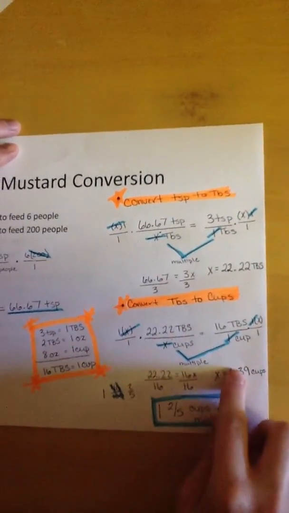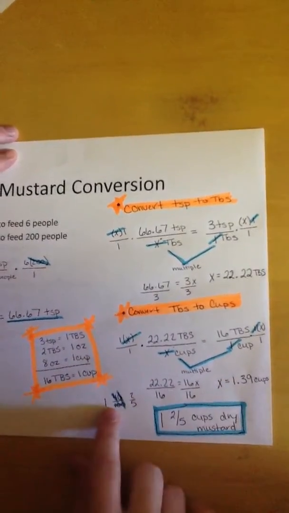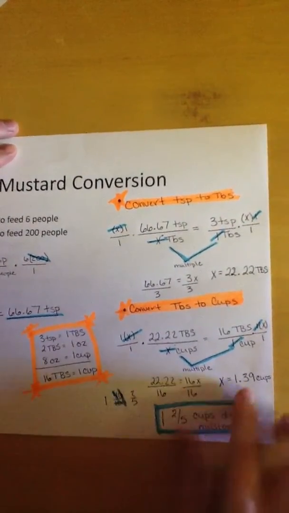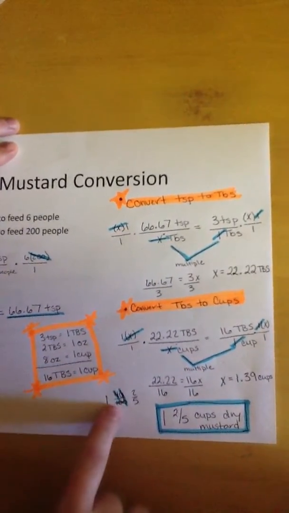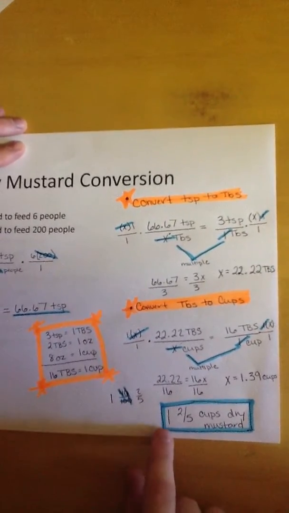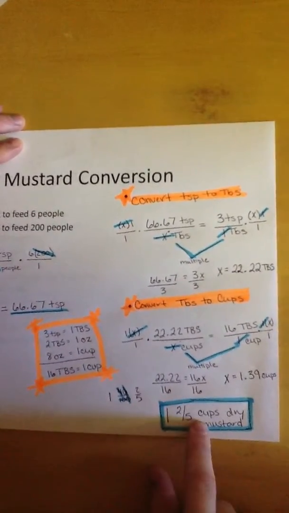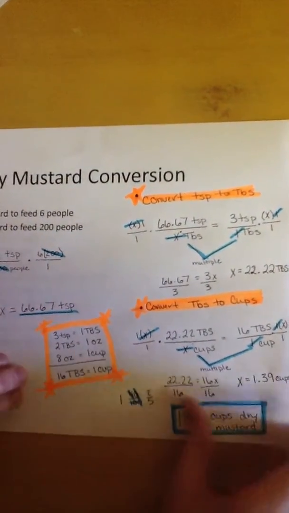So what I did is I rounded this up to 40, so I made it 1 and 40 over 100 because this is in the 100th place, and then I just reduced this 40 over 100 down to 2/5. So you're going to need 1 and 2/5 cups of dry mustard to make the amount to feed 200 people.